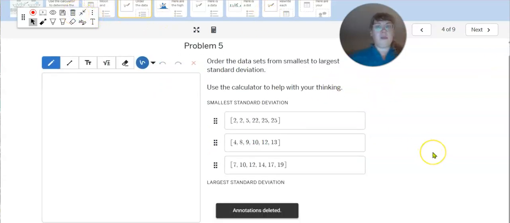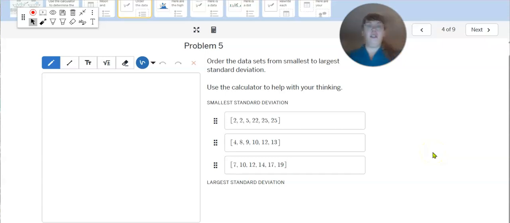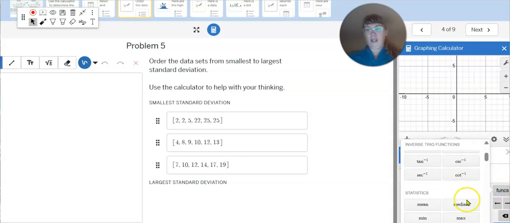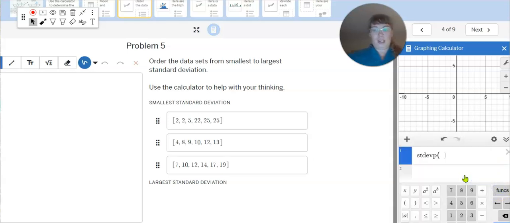Order the data sets from smallest to largest standard deviation. Use the calculator to help with your thinking. Okay. So with this one, you are going to open your calculator and hit Functions, Standard Deviation P, and type in the data set.